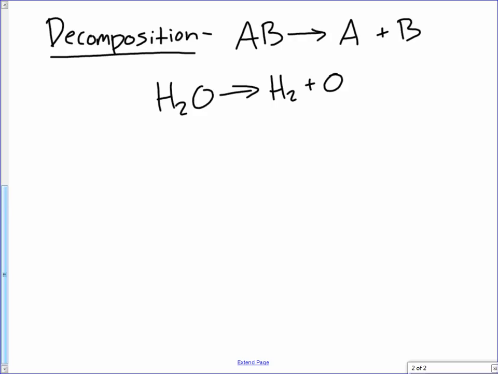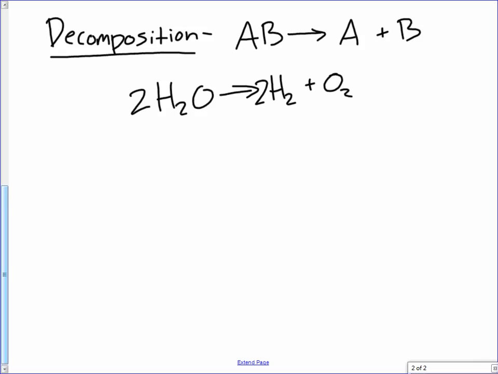However, you probably run it like this to start out with. But we're back to that diatomic thing again. Hydrogen and oxygen are both diatomic elements, so they're going to exist like that. Which means we're going to need to do that to balance it. Okay, so that's what a decomposition reaction looks like.